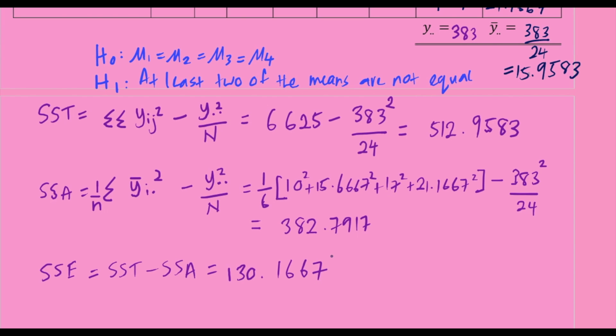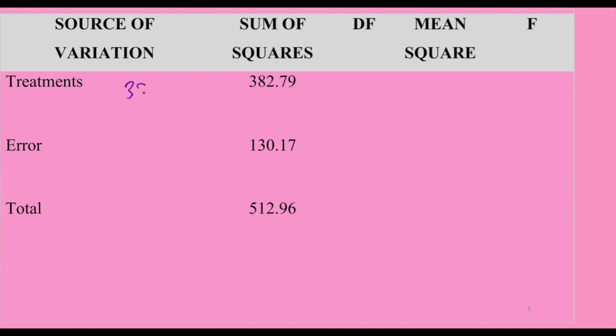So next, in order to find F star, I'm going to rewrite all of the values here in your ANOVA table. SSA 382.7917, SSE 130.1667, SST 512.9583. Now, if you add up this value with this value, you would get this value. Okay, so the values are already here, which I did not notice, but that's fine. And we simply take the one with the 4 decimals.